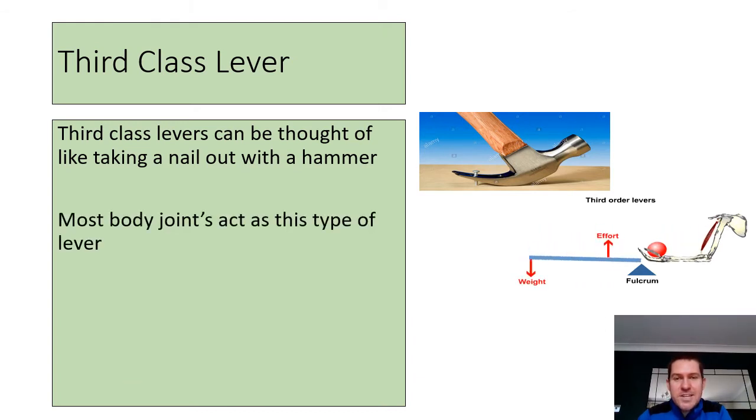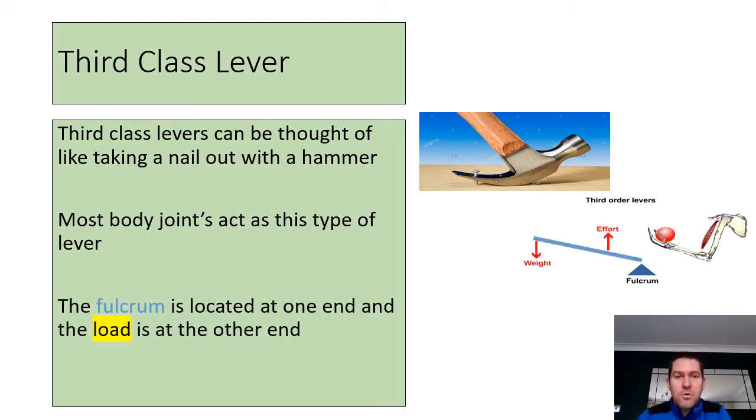So as it says there, most body joints act as this type of lever. Third class levers are the most common found within the body. The fulcrum, as it says there, is located at one end. The load is located at the other end, representing that weight, that resistance. And the effort will therefore be found in the middle.